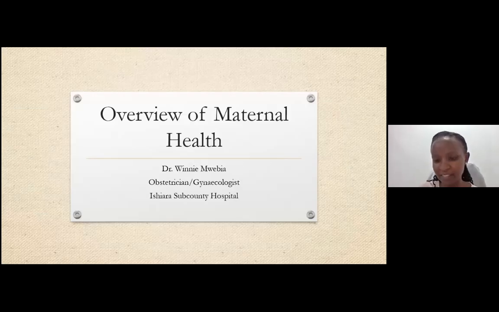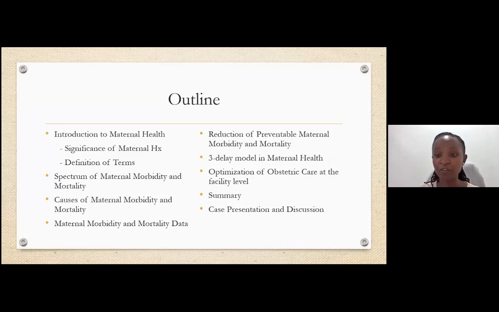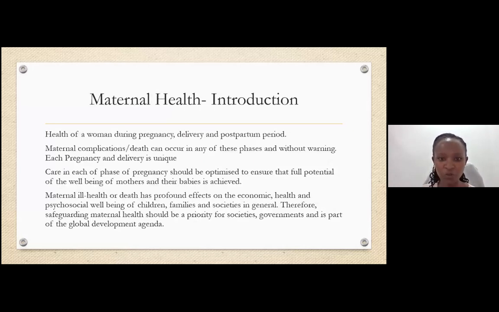This is the first lecture that will form the basis for all the subsequent series that we'll have. The outline will have an introduction, where we look at the significance of maternal health. We define various terms. We look at the spectrum of maternal morbidity and mortality, the causes of maternal morbidity and mortality, as well as the data, and reduction of preventable maternal deaths and morbidity as well. We're also going to look at the 3 delay model in maternal health and how we can optimize obstetric care in the various facilities, and summarize with a case presentation.